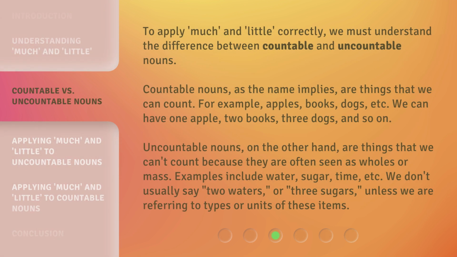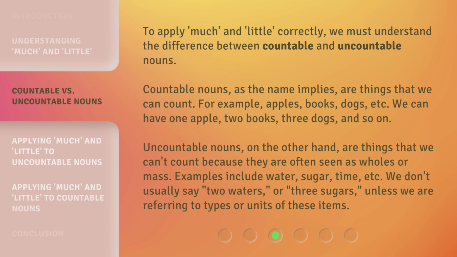To apply much and little correctly, we must understand the difference between countable and uncountable nouns. Countable nouns, as the name implies, are things that we can count. For example, apples, books, dogs, etc. We can have 1 apple, 2 books, 3 dogs, and so on.